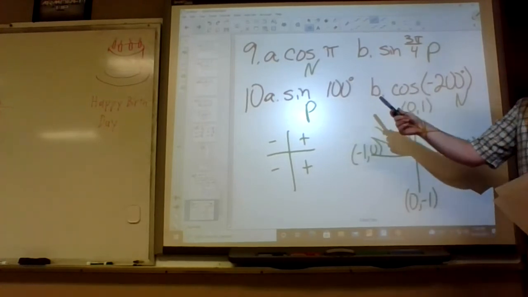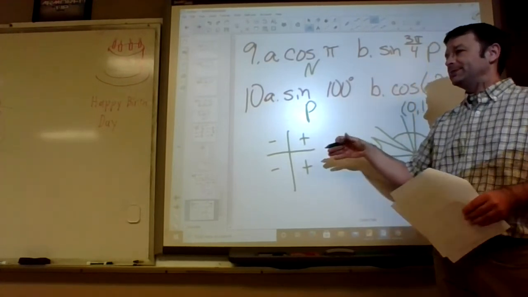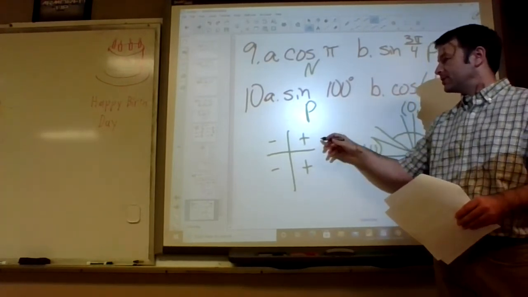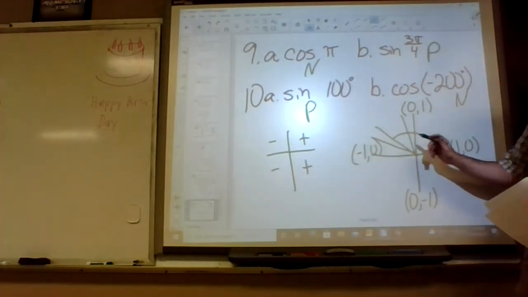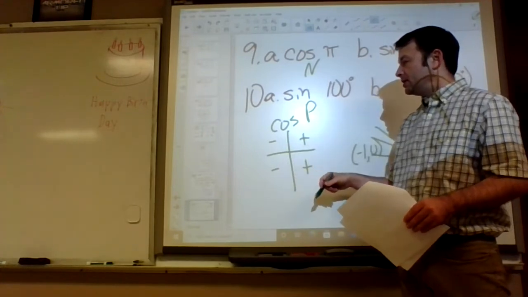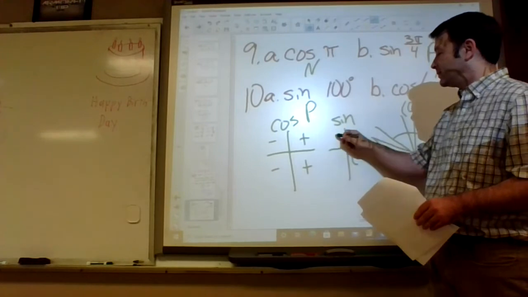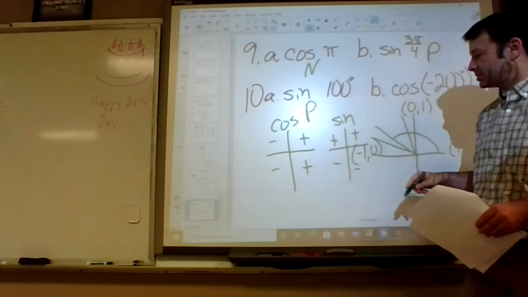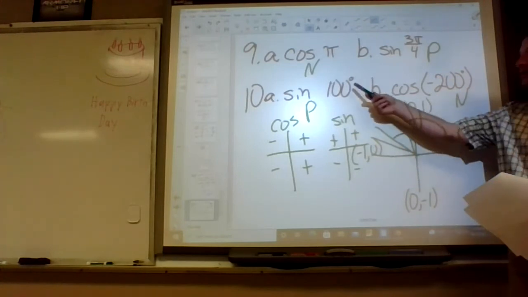Cosine was based basically on the x value. It was like x over r. So wherever x is positive, in the first and fourth quadrants, cosine is positive. Remember these little pictures we drew? Then sine is based on the y value, so it's positive in the top two quadrants. So we kept hitting the second quadrant on all these angles.